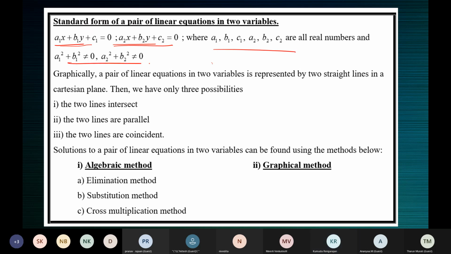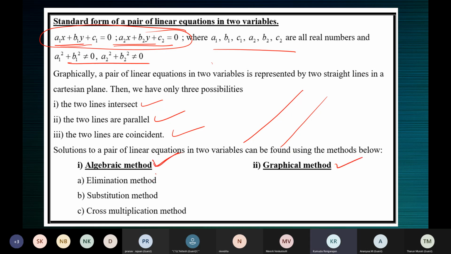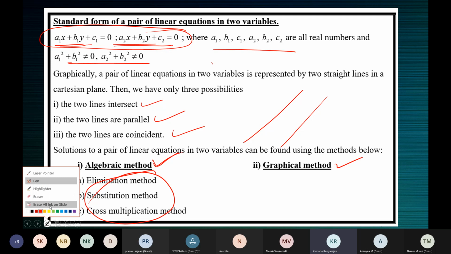Conditions. So one equation, one straight line. Two equations, two straight lines. They can intersect, be parallel or coincident. If you want to find the solutions to these two equations, you have the algebraic method and the graphical method. In the algebraic method, you have three different methods: substitution, elimination, and cross multiplication. And we also have one more, which is called the special method.